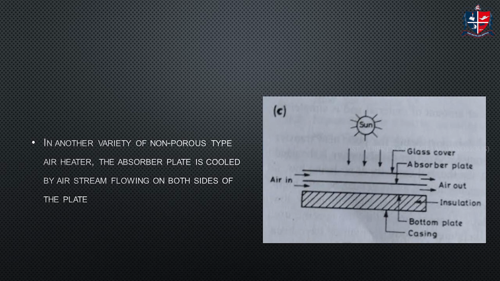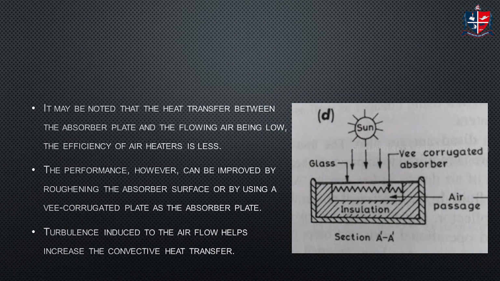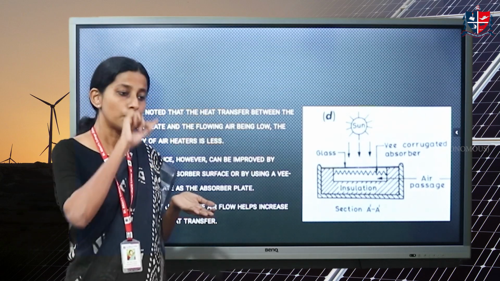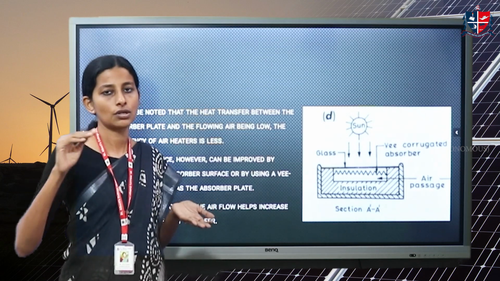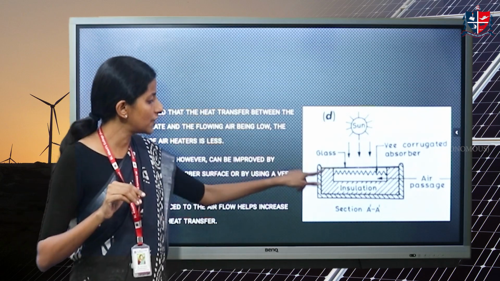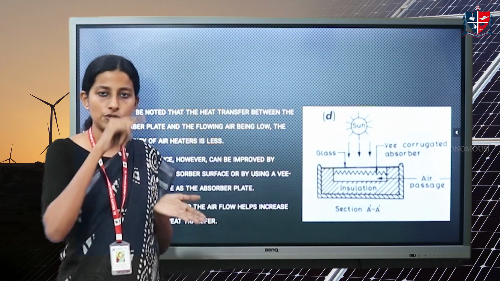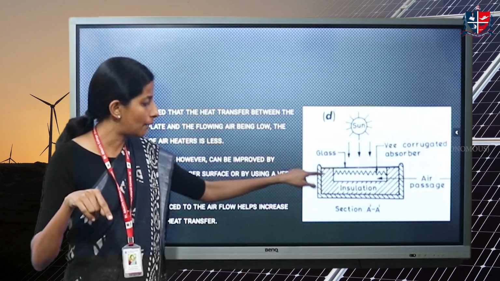Now we have the next type. This type is called the V corrugated absorber plate. The previous three absorber plates were flat. They were just a simple plate. But here we are putting irregularities, which are called corrugations. These are called V corrugations. You are cutting V grooves into the absorber plate.